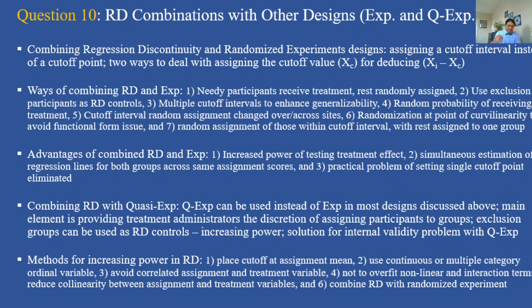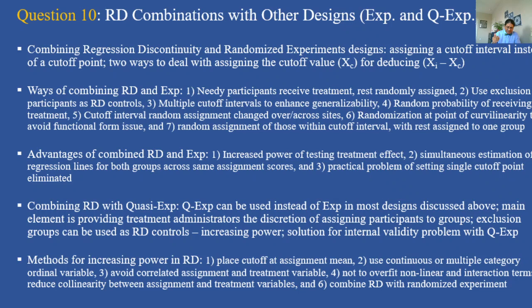So third type is using several cutoff intervals along the assignment variable continuum instead of just one cutoff interval. This helps in increasing the generalizability of the effect. Fourth type is random assignment of participants to multiple cutoff intervals with a known probability of receiving treatment. Fifth type the book talks about is probability of random assignment within the interval, which can be changed over the site or across sites.